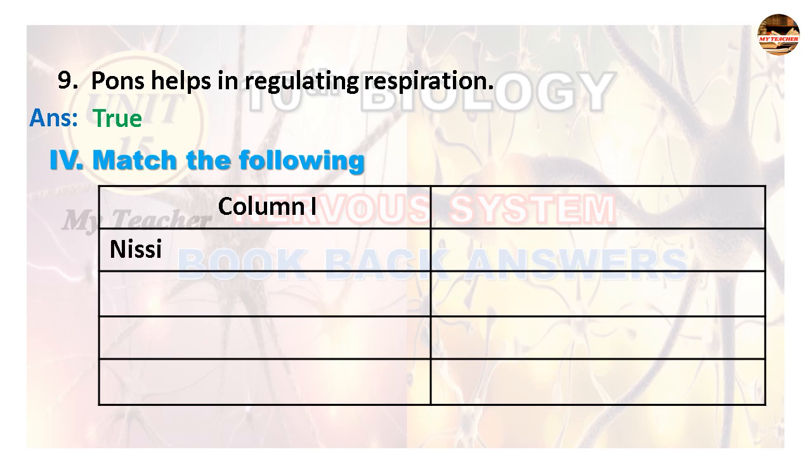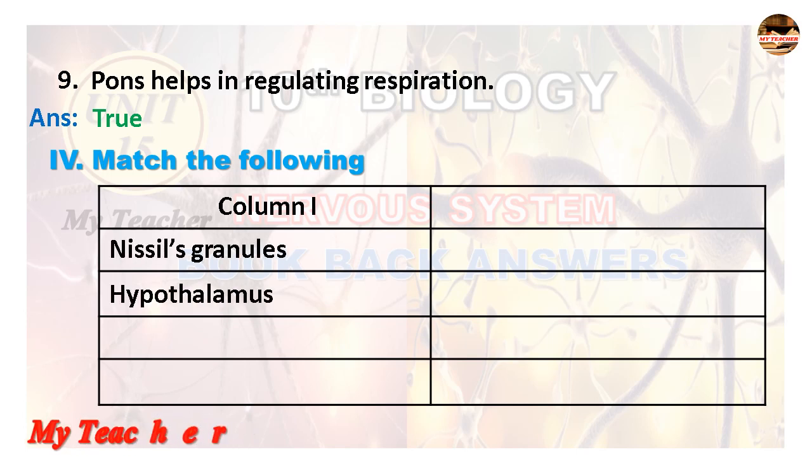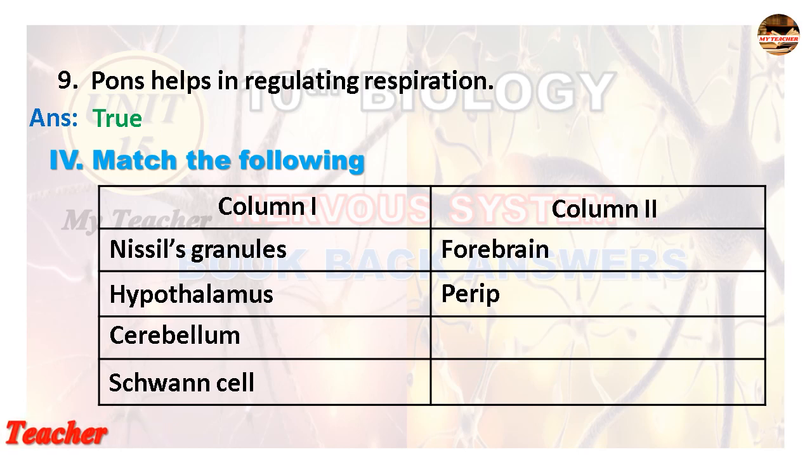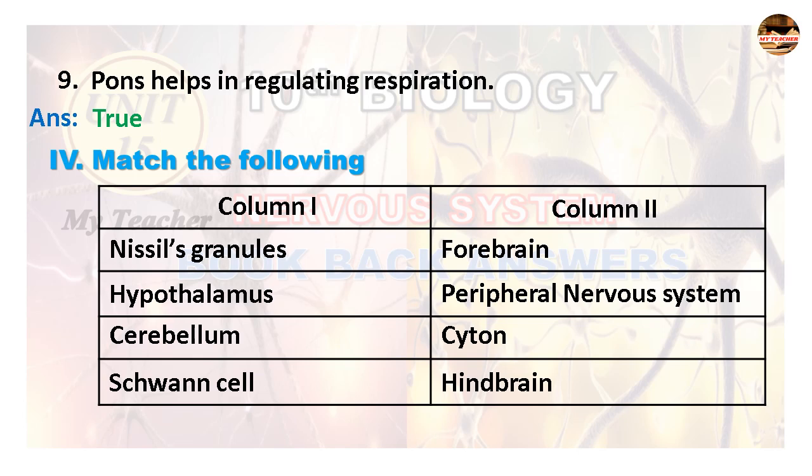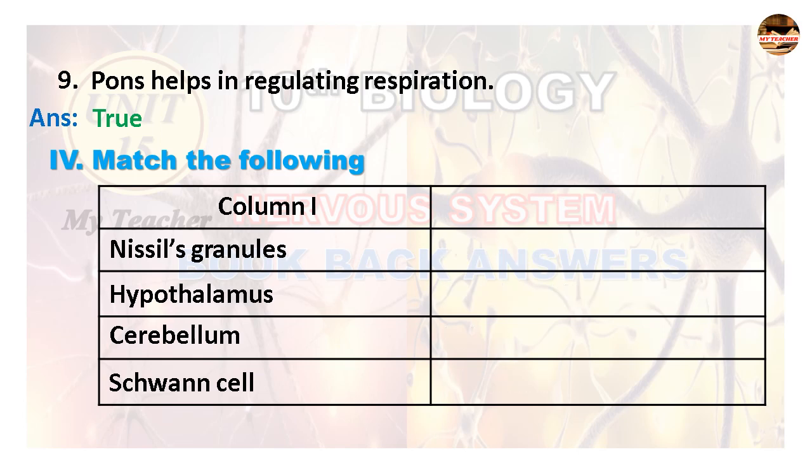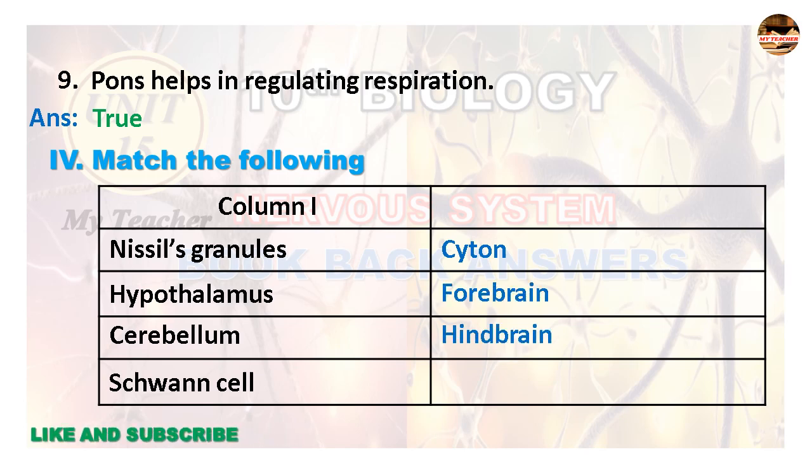Column 1: Nissl granules, hypothalamus, cerebellum, Schwann cell. Column 2: forebrain, peripheral nervous system, cyton, hindbrain. Let us see the answers. Nissl granules, cyton; hypothalamus, forebrain; cerebellum, hindbrain; Schwann cell, peripheral nervous system.